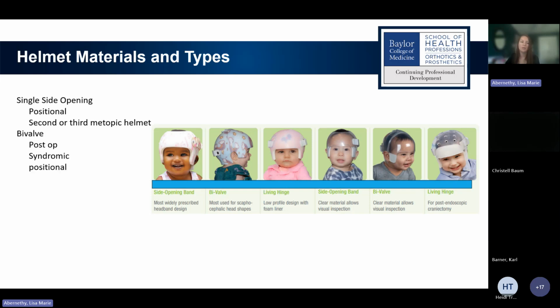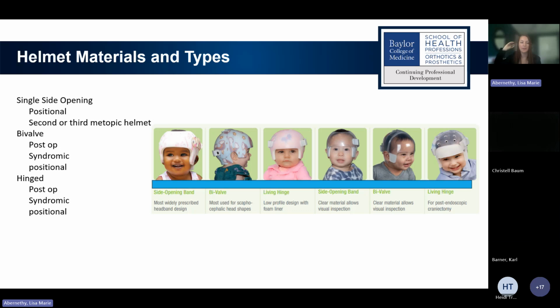And then we dig into the different types of opening of the helmet. So I'm not really calling out any brands when we do this. I'm really just talking about the materials and the openings and why you might choose one over the other. So for side opening, for example, I'm sure everyone knows that's most likely going to be used for positional, but in some cases it can be used for the second or third metopic helmet. For bivalve, that's more commonly used for post-op. But now we're seeing more and more bivalve with a 3D printed helmet.